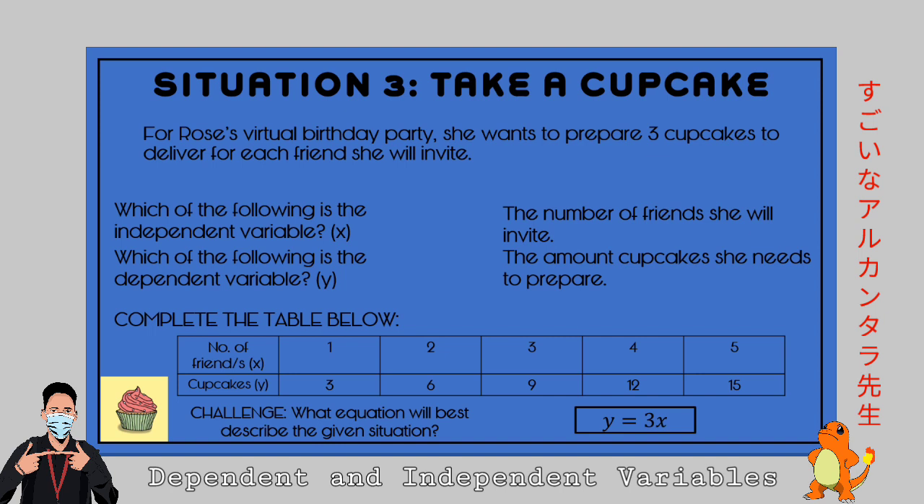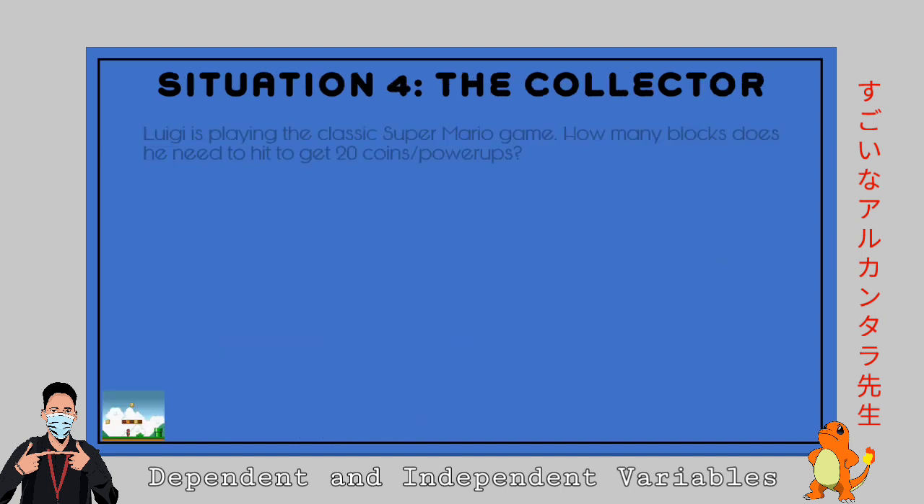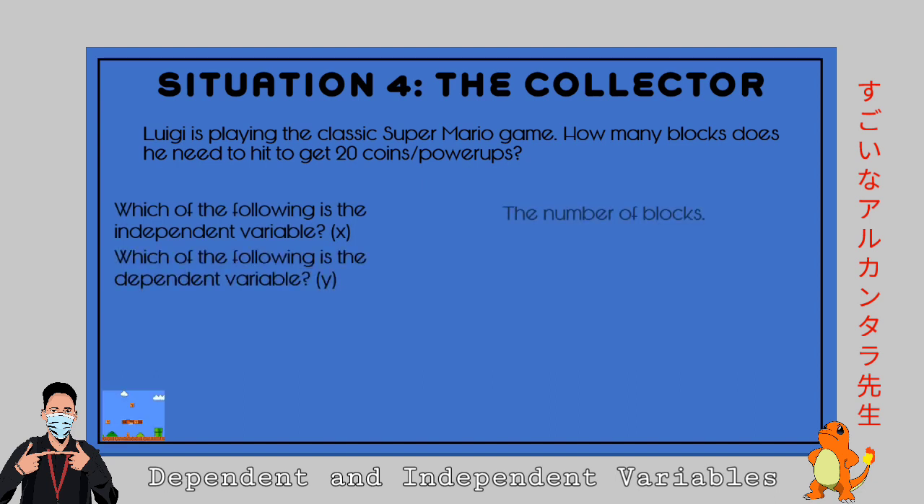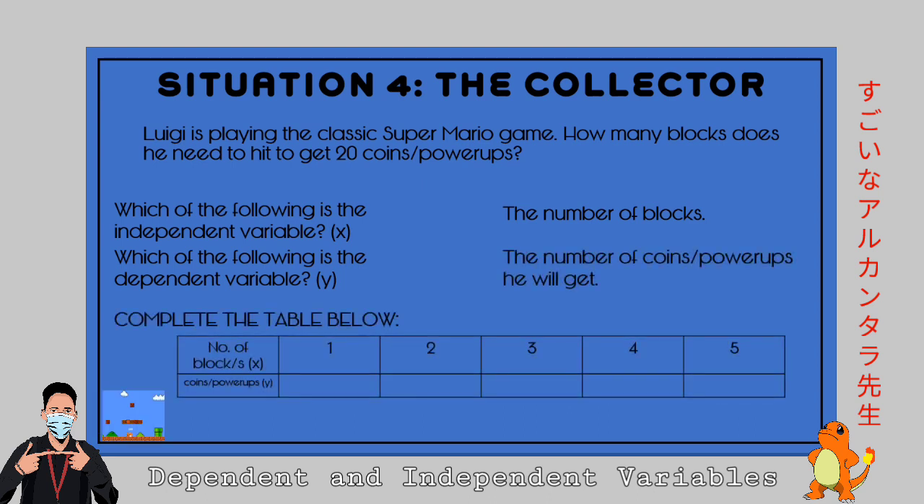Let's go with our fourth example. This time around, the collector. So Luigi is playing the classic Super Mario game. How many blocks does he need to hit to get 20 coins or power-ups? So again, the independent variable here is the number of blocks, and the dependent is the coins or power-ups you will get. At the same time, to complete the table, 1 block is equal to how many coins or power-ups? Exactly 1. Same case, 2 is to 2, 3 is to 3, 4 is to 4, and 5 is to 5.